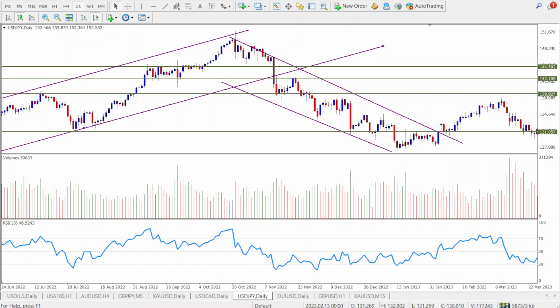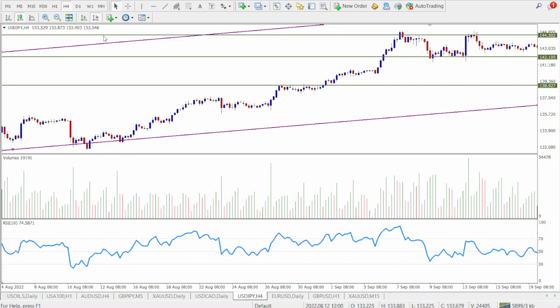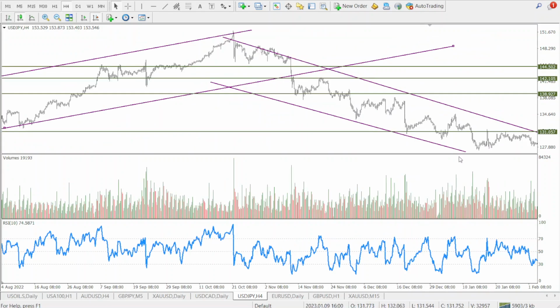Now, some common mistakes to avoid include ignoring the bigger picture. Always zoom out to see the full market structure. It is important. And do not chase breakouts. Wait for confirmation instead of jumping in too early. And finally, do not ignore key levels. Always mark your support and resistance zones before entering a trade.